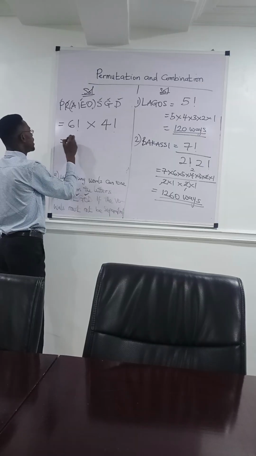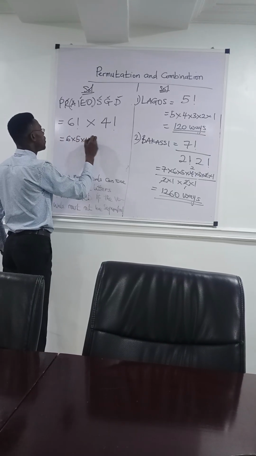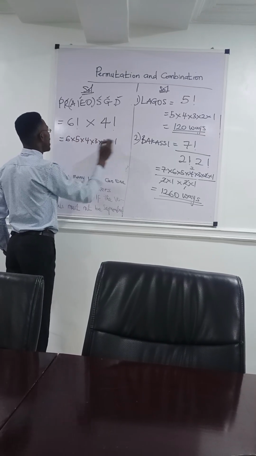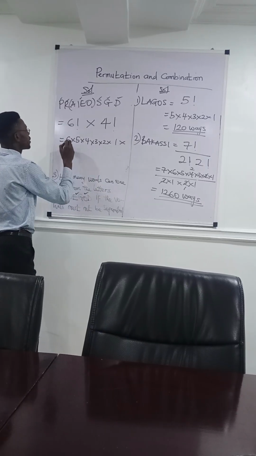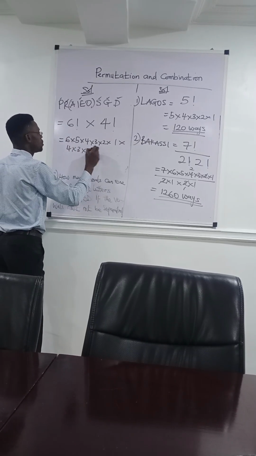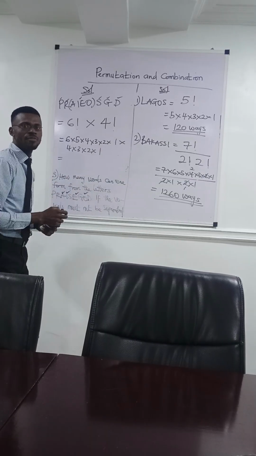Now what is 6 factorial? 6 times 5 times 4 times 3 times 2 times 1. Okay? Times what is 4 factorial? 4 times 3 times 2 times 1. So this becomes my final answer.